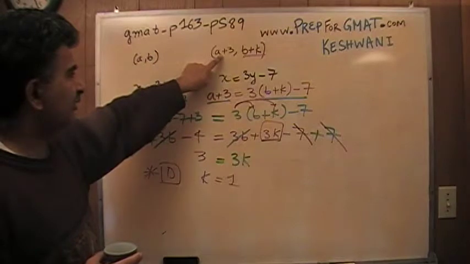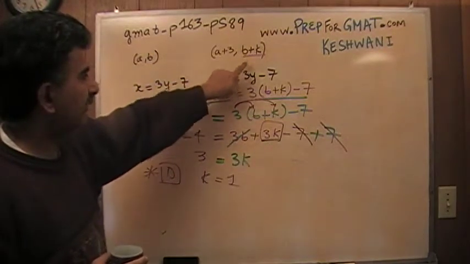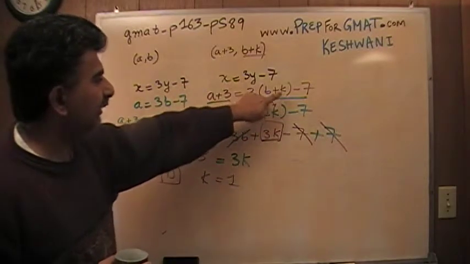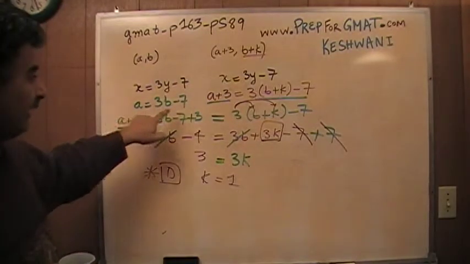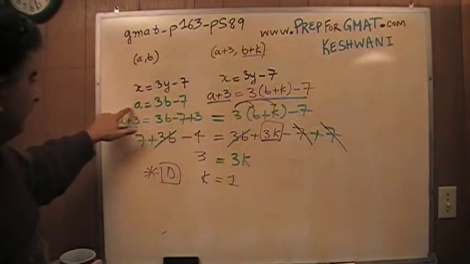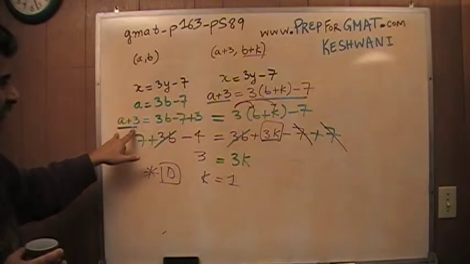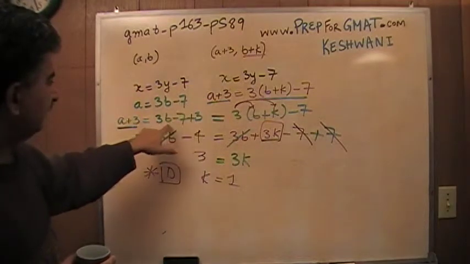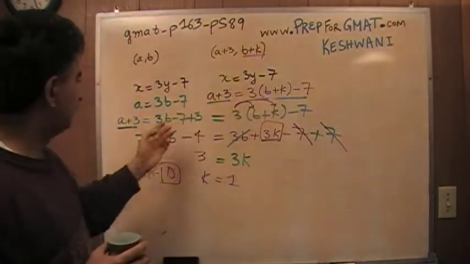So, substitute wherever I see x, I replace it with a plus 3. Wherever I see y, I replace it with b plus k. That's why 3 times y becomes 3 times b plus k minus 7. And since this has a on the left hand side and this one has a plus 3, I added 3 to this side here. Add 3 to this side, 3 to that side, so this becomes a plus 3. And that was a plus 3. So that means this quantity here, 3b minus 7 plus 3, has to equal this side right here. So equate the two and solve for it.